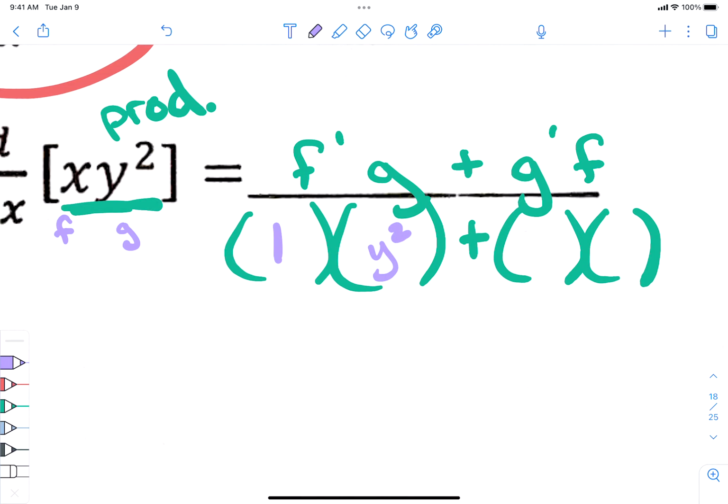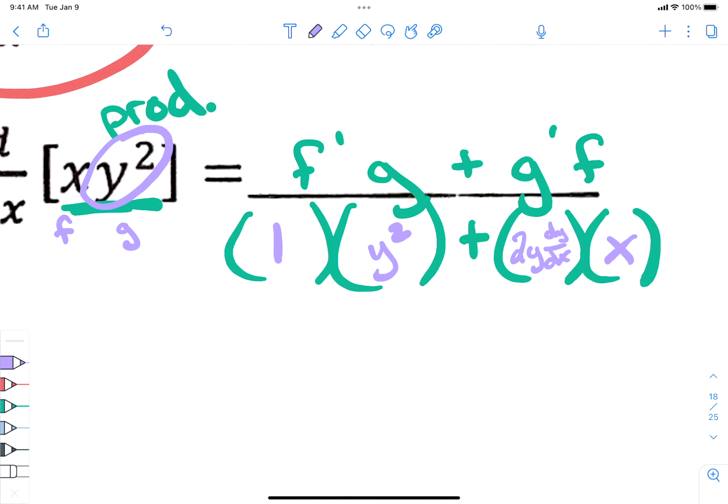But g prime, though, I'm taking the derivative of y squared, which is 2y, but I have to tack on dy dx. Anytime we take the derivative of y, we have to put dy dx on there to note that that's not my specified variable. Okay, we're taking the derivative with respect to x. And then f is just x, right?